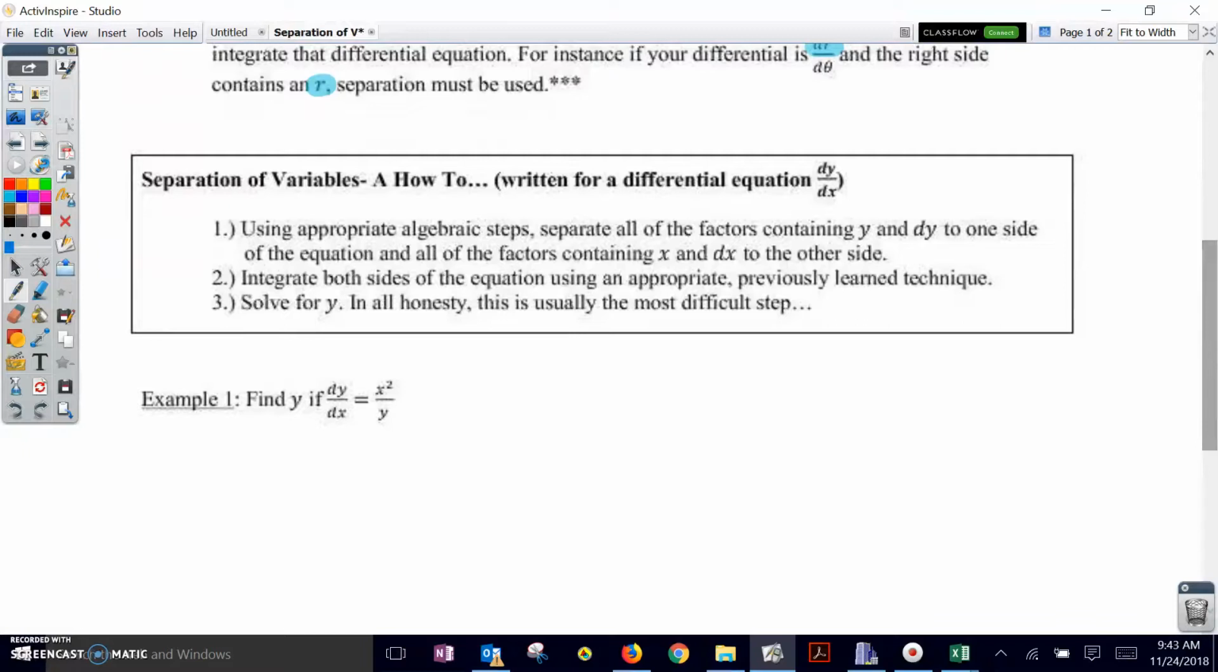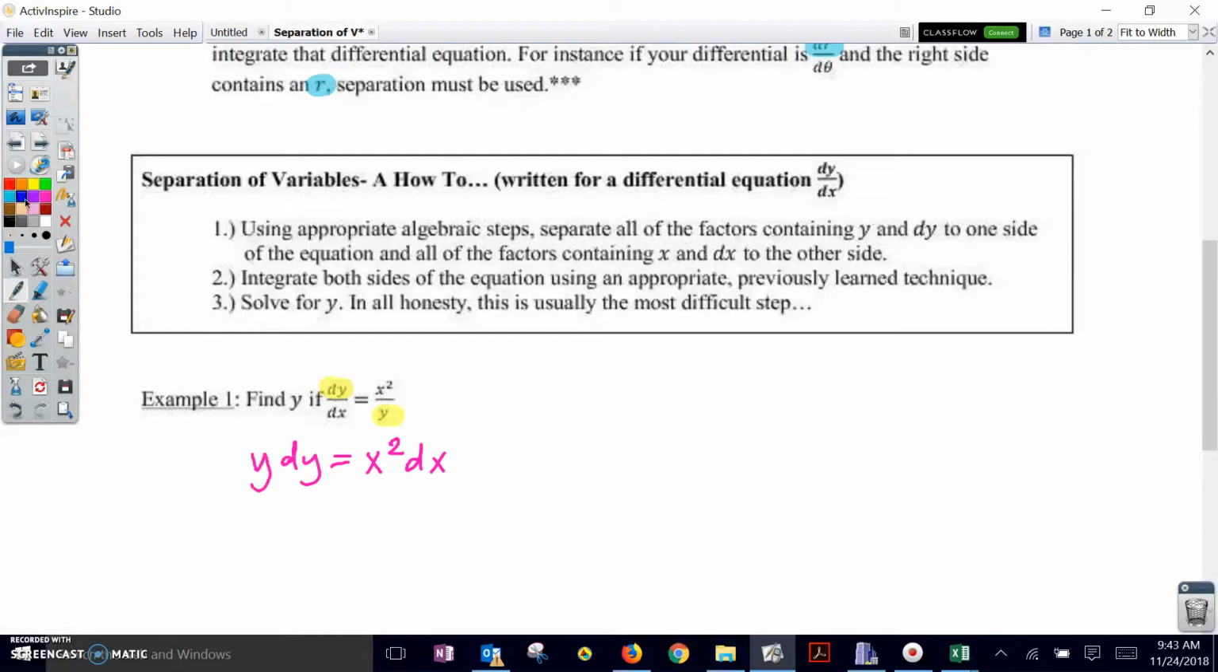We're going to find y if dy/dx equals x squared over y. First of all, I recognize that this is separation because the variable in the differential is dy in the numerator, and we have a y on the right-hand side of the equation. So I'm going to use appropriate algebraic steps. I'm going to move the y's all over to the dy side by multiplying both sides by y, and I'm going to move the dx over to the x side by multiplying both sides of the equation by dx. And that gives me this expression, y dy equals x squared dx.